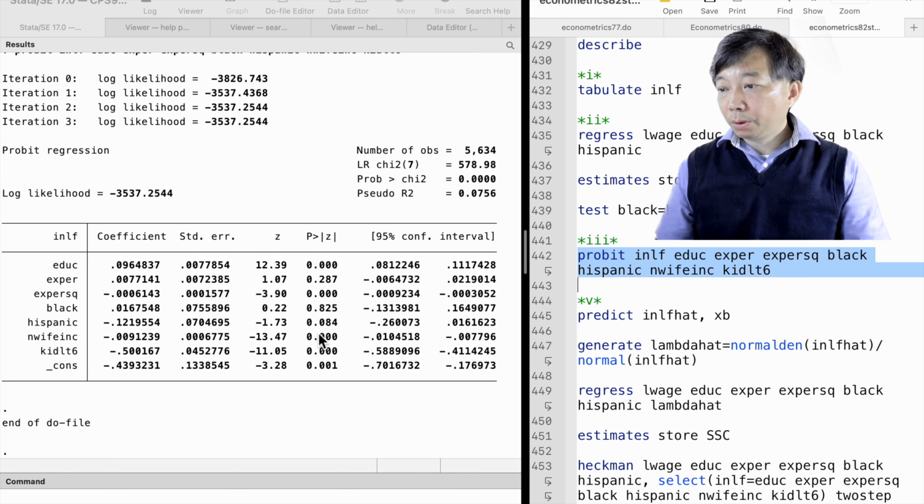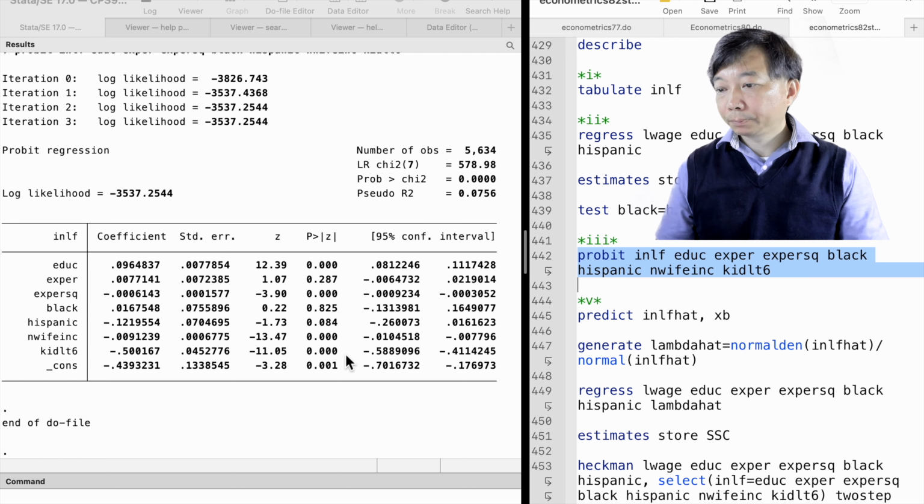The 2 additional explanatory variables have the expected signs. More non-wife income and more young children will reduce the women's probability of working. Both are statistically significant at the 1% level.